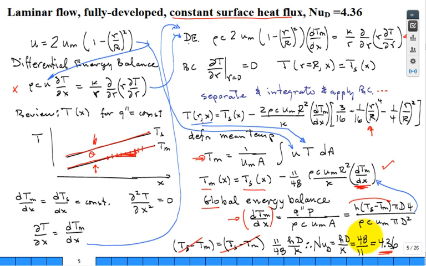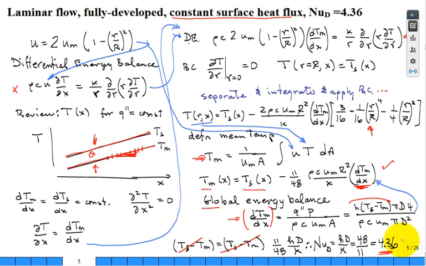Somebody did this a long time ago. A lot of work, but you round that off, 4.36. People don't remember 48 over 11, they remember 4.36. That was for the easier case. What's the second case? Instead of having q double prime a constant, what's constant?